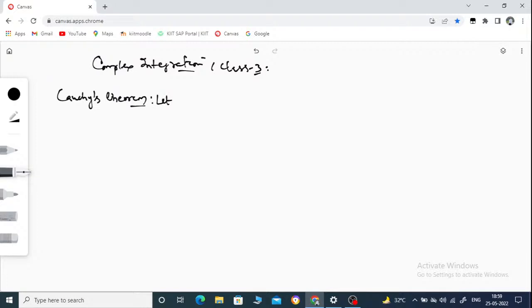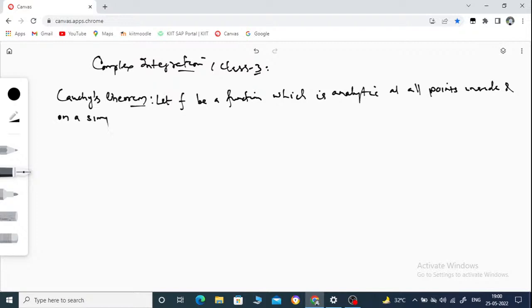Let f be a function which is analytic at all points inside and on a simple closed curve C. Then the integration over C of f of z dz is equal to 0. So this is Cauchy's theorem.